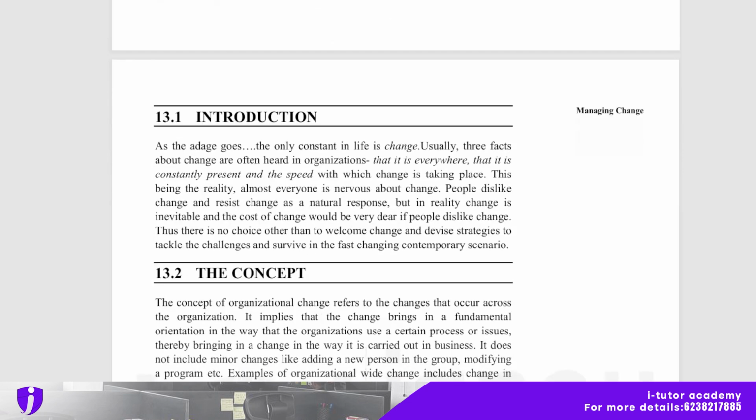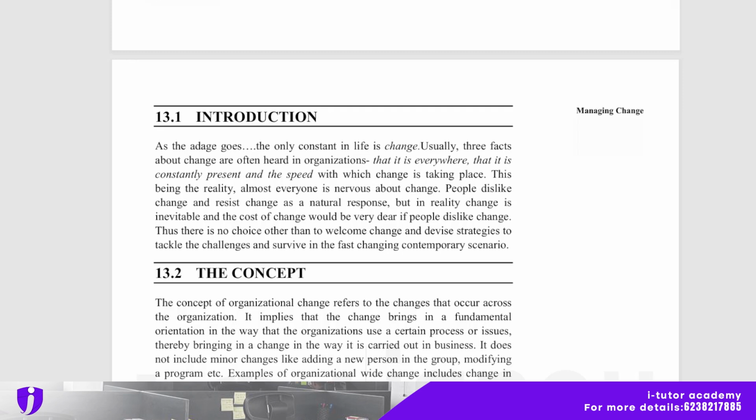As the adage goes, the only constant in life is change. Okay, change is normal in everyday life. Usually three facts about change are often heard in organization, that is everywhere, that it is constantly present and the speed with which change is taking place. This being reality, almost everyone is nervous about change.